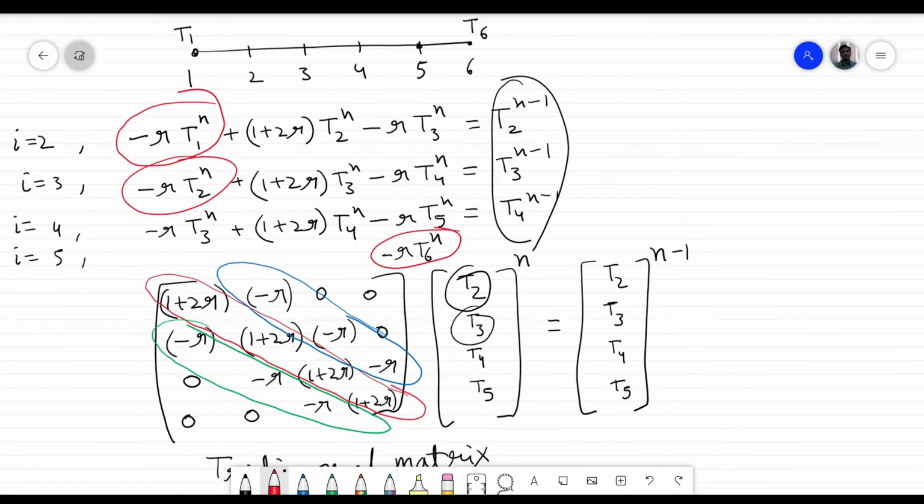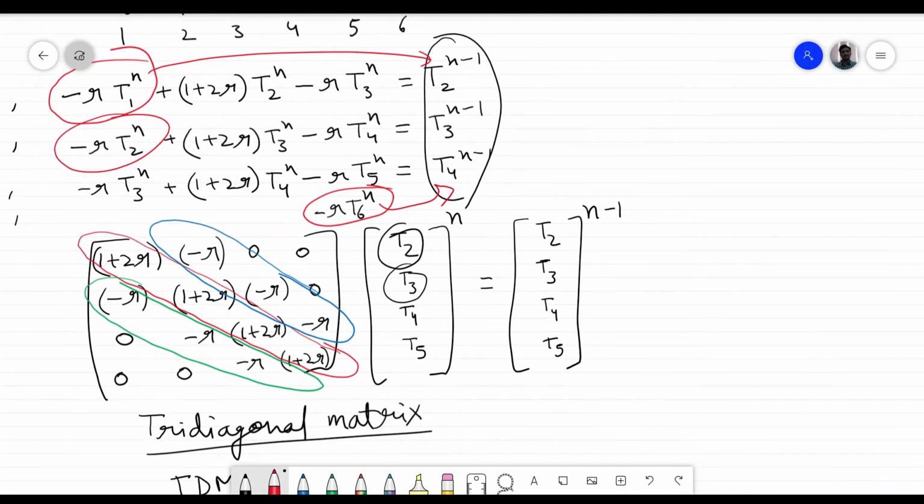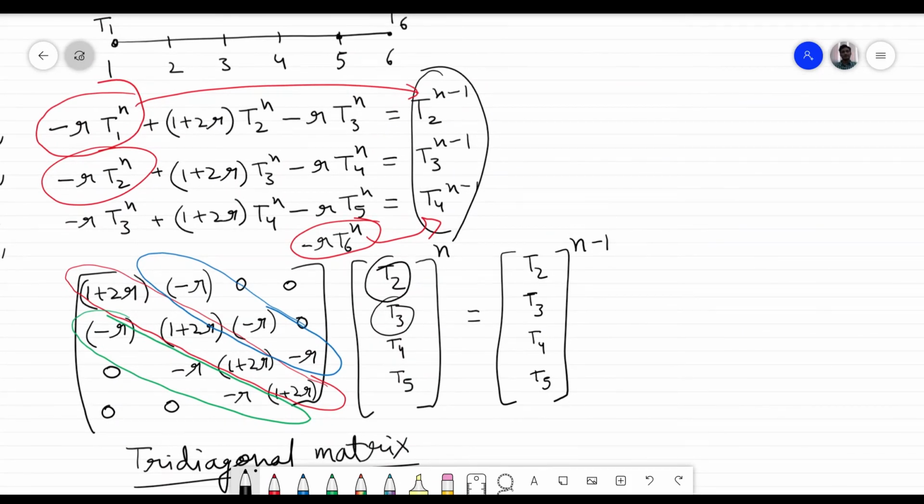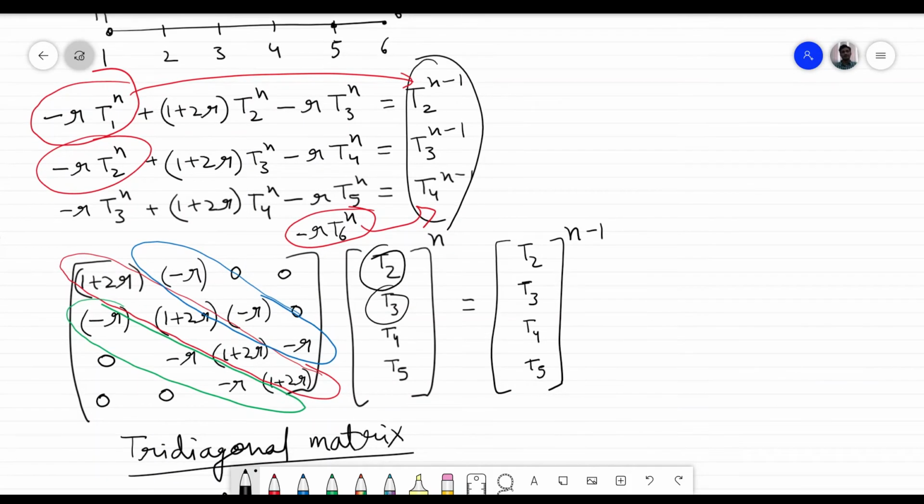So these terms go to the right hand side, because these are known terms. T1 and T6 are known. They are the same at every time step if it is a Dirichlet boundary condition. But how to deal with other kinds of boundary conditions, that also we will discuss later on. But for now, we assume that these are known.